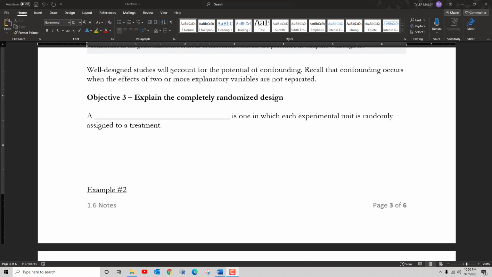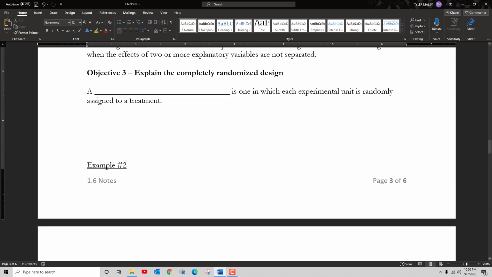So a statement here is that a well-designed study will account for the potential of confounding. If you don't remember, confounding occurs when the effects of two or more explanatory variables are not separated. If we design a study well, we can take care of that. So then objective 3: we want to explain completely randomized design.